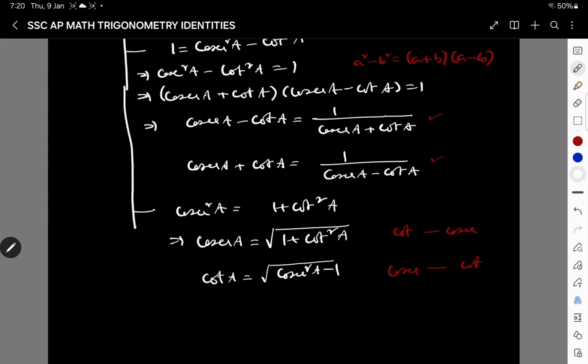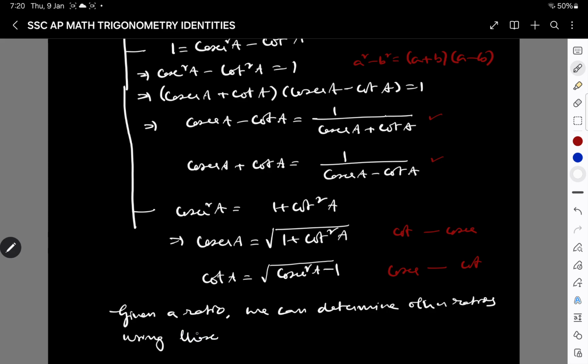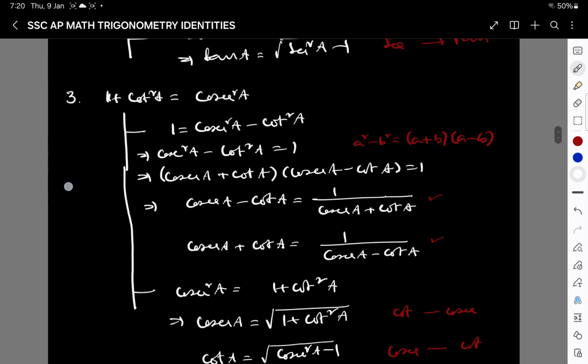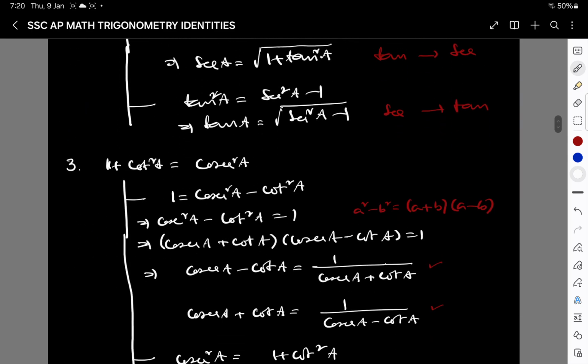The importance is, in previous classes we were given a ratio, and we can determine other ratios using these identities. So this is how you can apply the given identities, right?